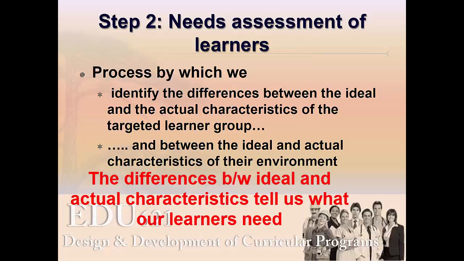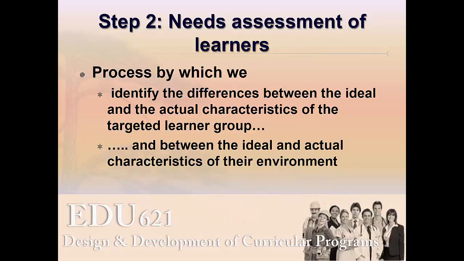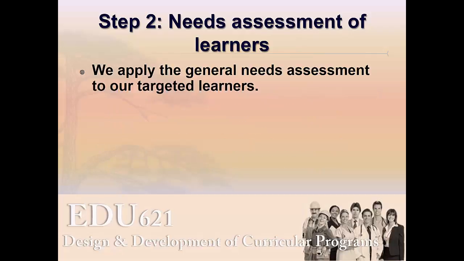If, for example, we have a program that in the ideal world, everyone would enter this program already having at least an LPN, but we're going to have some students entering the program who do not have that LPN. How will that change what we offer, our content, how we deliver? We apply the general needs assessment from Step 1 to our targeted learners.